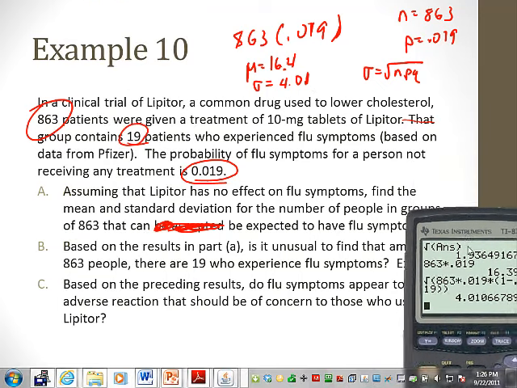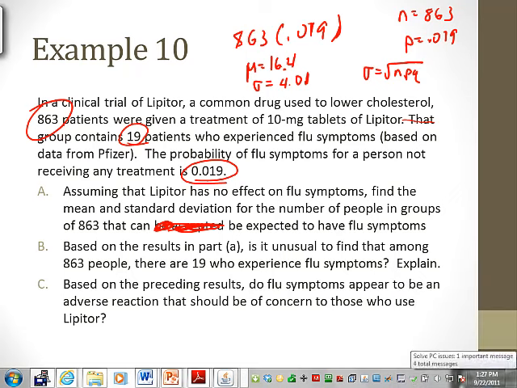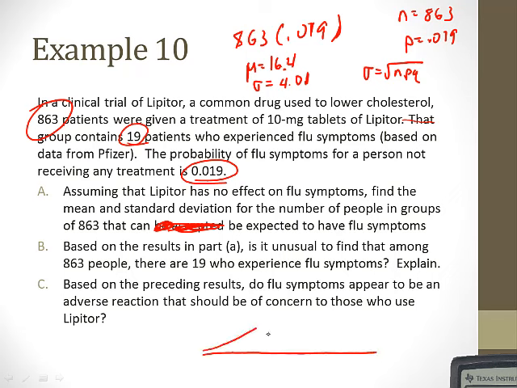Based on the results in Part A, is it unusual to find that among 863 people there are 19 who experience flu symptoms? No, not really, right? We drew this out on the bell curve. If I just rounded to 16 and used 4, 20, and we'll go down to 12 here, most of my data falls in here, so 68% fall in there. So having 19 right there is not that unusual. It's within 1 standard deviation of the mean. So not unusual at all.